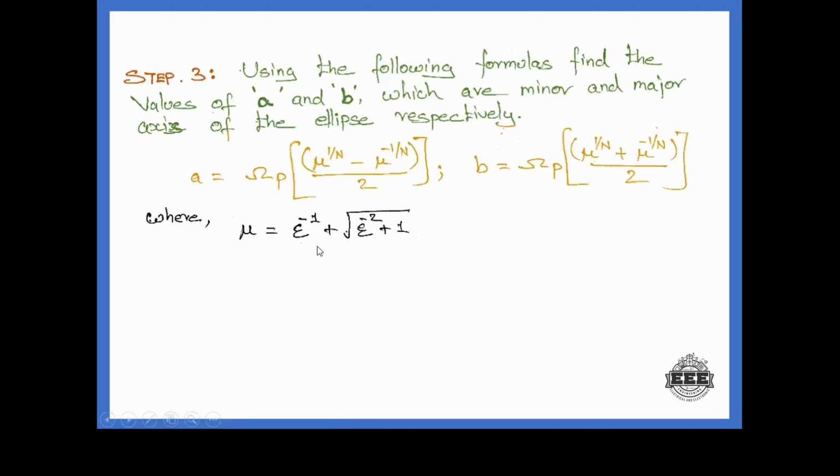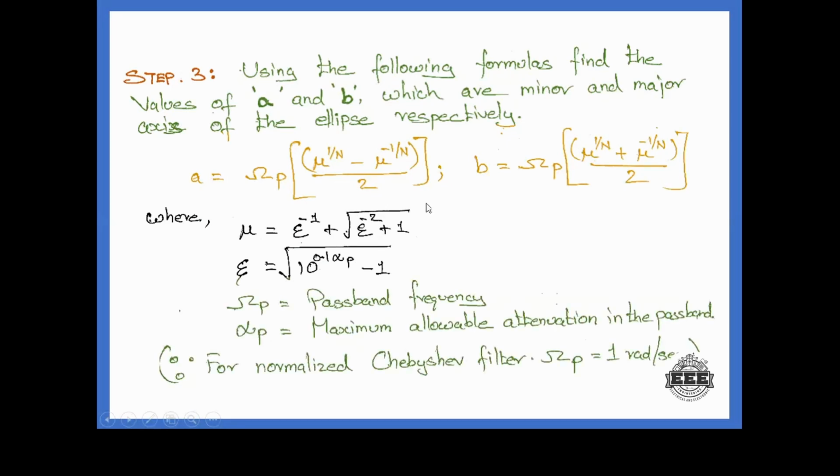So mu is equal to epsilon power minus 1 plus root of epsilon power minus 2 plus 1. We know the formula to determine epsilon. What is that? Epsilon equal to root of 10 power 0.1 alpha p minus 1. So using this passband attenuation, we determine epsilon. Then with the help of this epsilon, we determine the mu value. Then we substitute the mu value in this formula to determine A and B. Okay. So these are the formulas used to determine A and B.